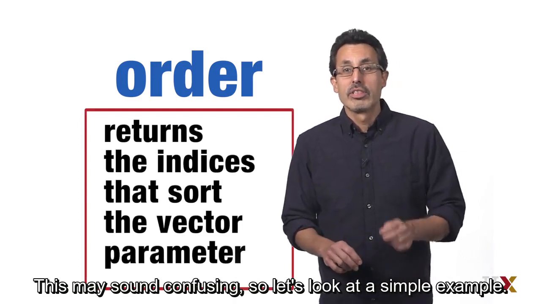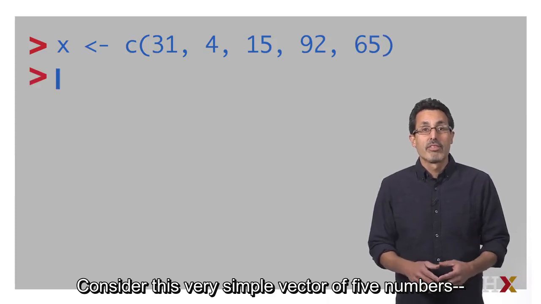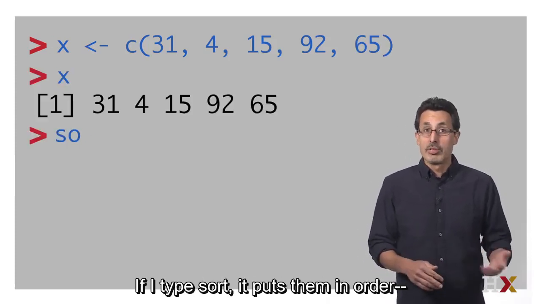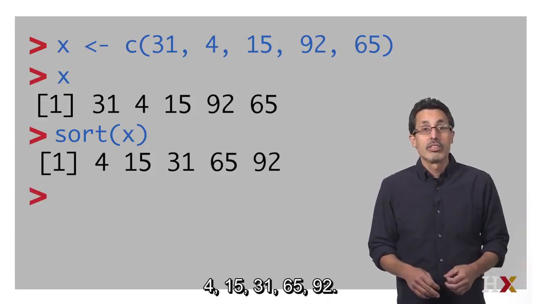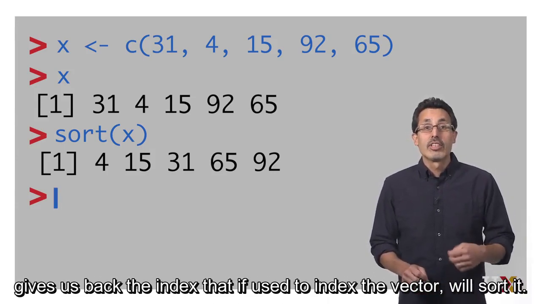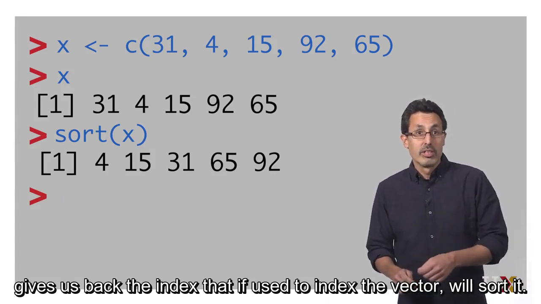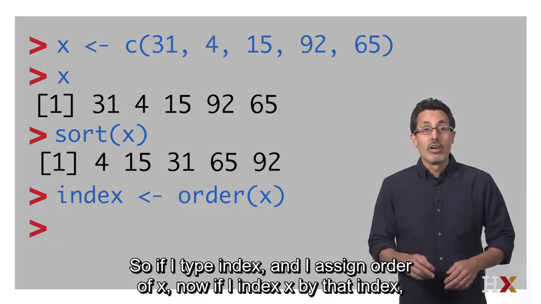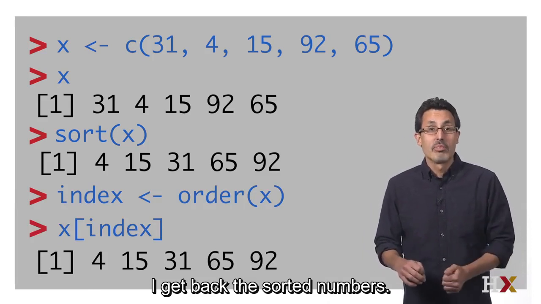This may sound confusing, so let's look at a simple example. Consider this very simple vector of 5 numbers, 31, 4, 15, 92, and 65. If I type sort, it puts them in order: 4, 15, 31, 65, 92. Rather than sort the vector, the function order gives us back the index that, if used to index the vector, will sort it. So if I type index and I assign order of x, now if I index x by that index, I get back the sorted numbers.